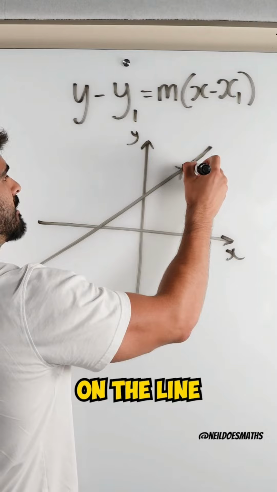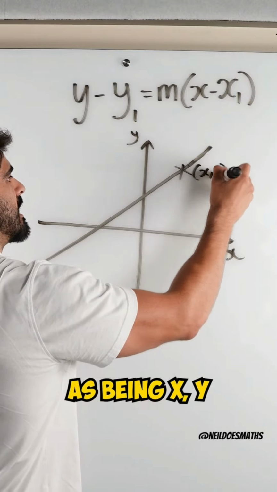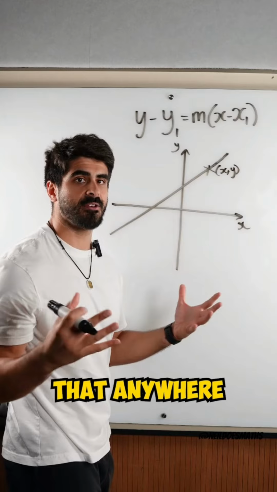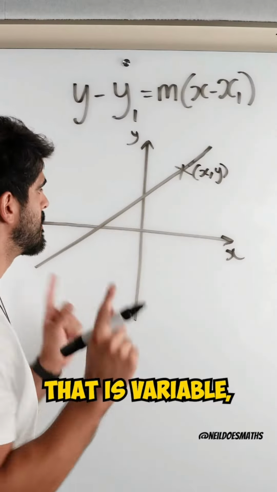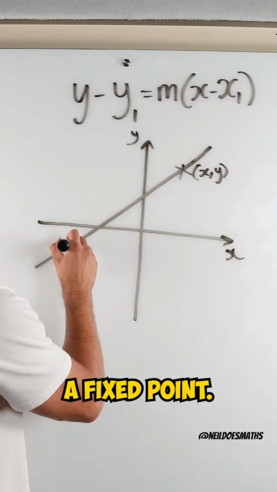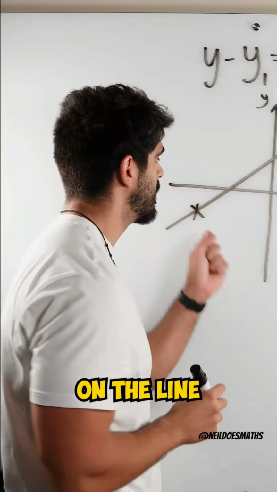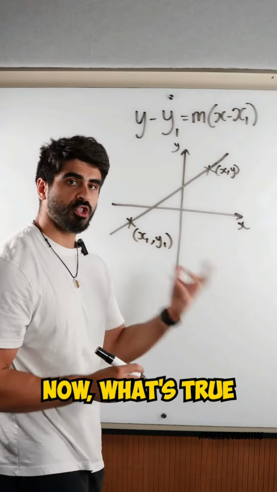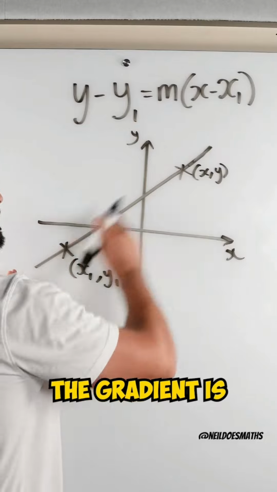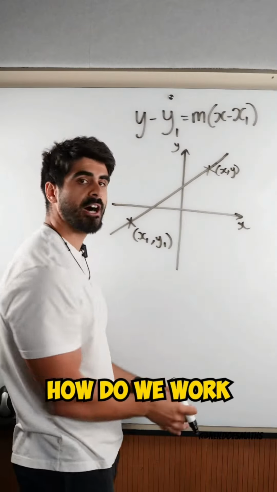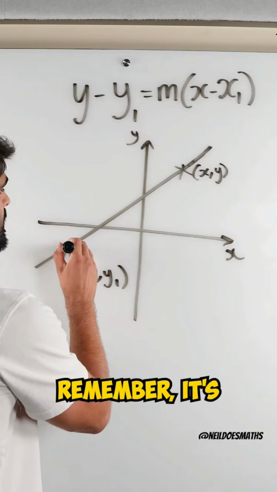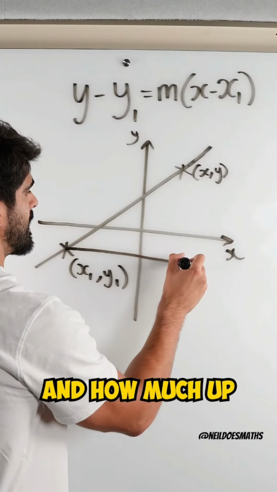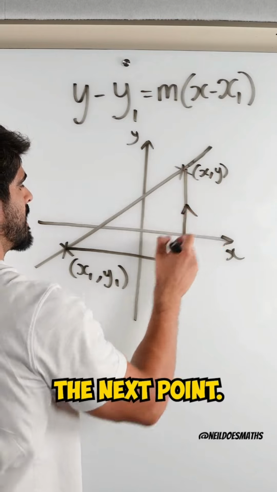Any point on the line we can define generally as being (x, y), and I could put that anywhere. That is variable. But I can take a fixed point. We need to know 2 points on the line. I'm going to call it (x1, y1). Now, what's true on any straight line? The gradient is fixed. How do we work out the gradient? Remember, it's about how much across you're going and how much up you're going to the next point.